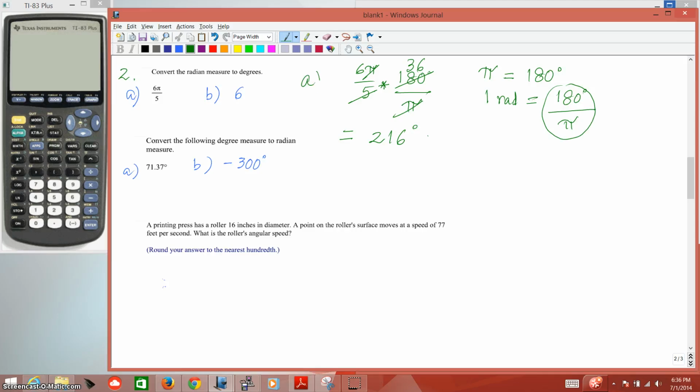That's for part A. For part B, notice I'm given 6 radians. I have to convert that in terms of degrees. This is the type of problem where students can make a mistake very easily. When I give you something like 6 radians, I need to use the multiplier which I already figured out from the previous one, and I must take the calculator value for pi.